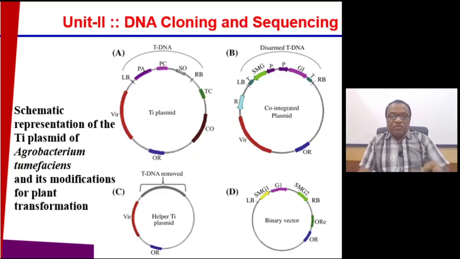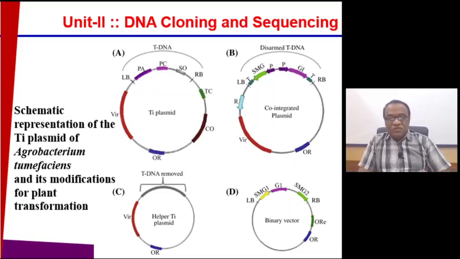So in addition to PA, PC, SO, and the left border LB and the right border RB, the Ti plasmid has a virulence region, a region responsible for conjugative transfer, that is TC, a region responsible for expression of genes involved in opine catabolism, that is CO, and finally a region for the origin of replication for Agrobacterium tumefaciens, that is OR. So this is essentially about the Ti plasmid structure.